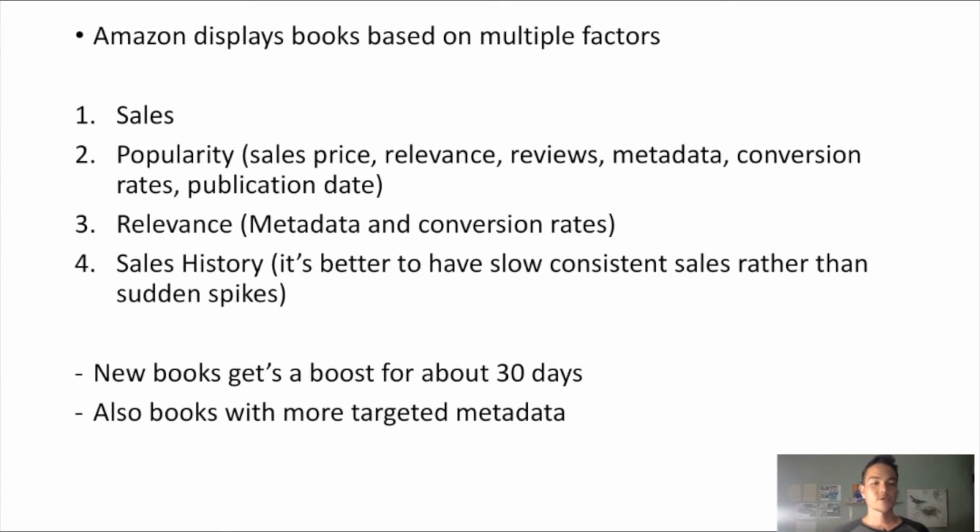The last one is sales history. So it's better to have slow, consistent sales rather than sudden spikes. That kind of explains everything, but it's better to have consistent sales. I had books that got a lot of consistent sales for a long time. It went up to page 1, and even though it started getting bad reviews and the book stopped selling for a while, it was stuck on page 1 for a really, really long time, because before that it was getting daily sales very, very consistently. So I definitely experienced that firsthand as well.